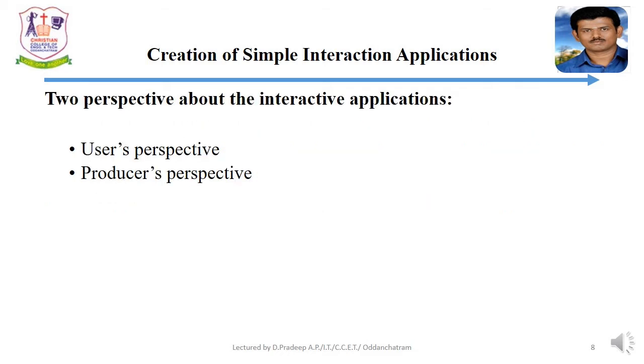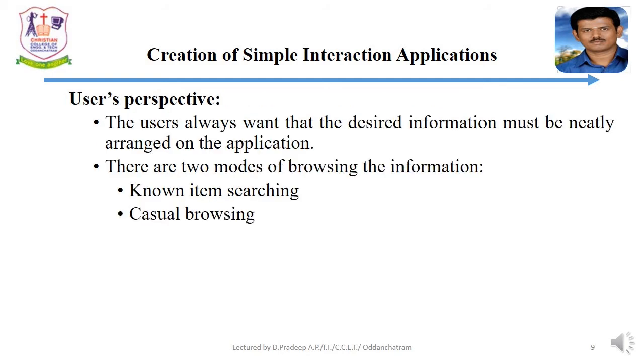There are two perspectives about interactive applications: the user perspective and the producer perspective. From the user's perspective, the user uses the interactive application for getting required information. The user always wants the desired information to be neatly arranged in the application. Poor information architecture makes the user feel confused.